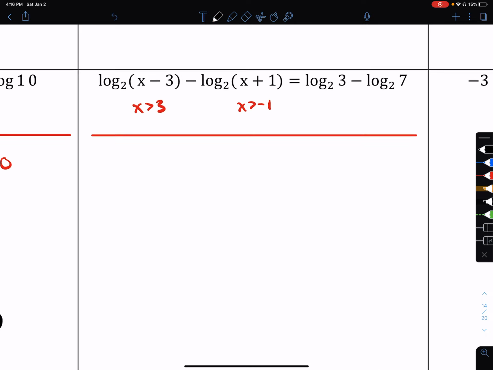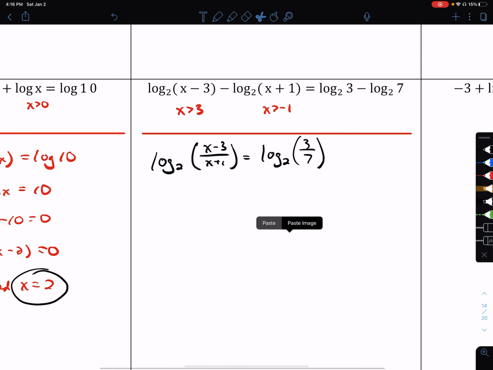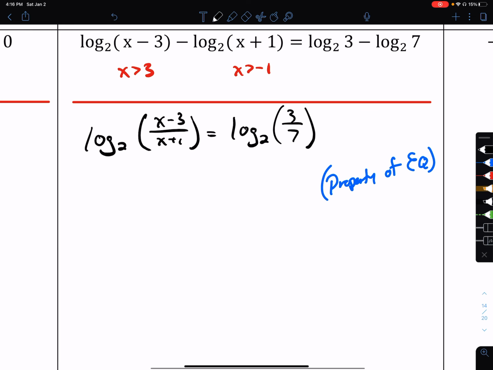Let's consolidate on the left to make that one logarithm. So using the quotient property, I'm going to have log base 2 of x minus 3 over x plus 1. On the right, we're going to use the quotient property. It's going to be log base 2 of 3 over 7. Then if we use the property of equality, since I have one log equal to another log and they have the same base, I can set the arguments equal to each other.